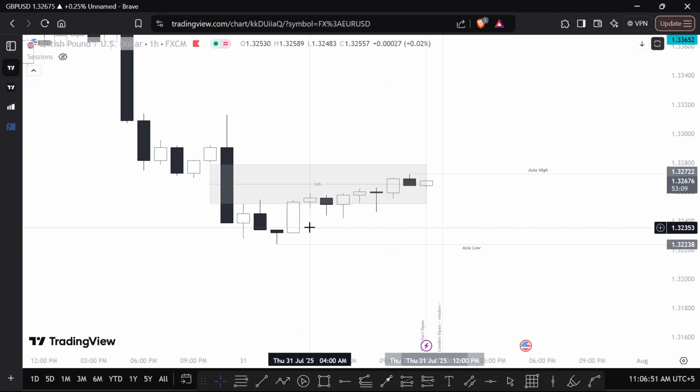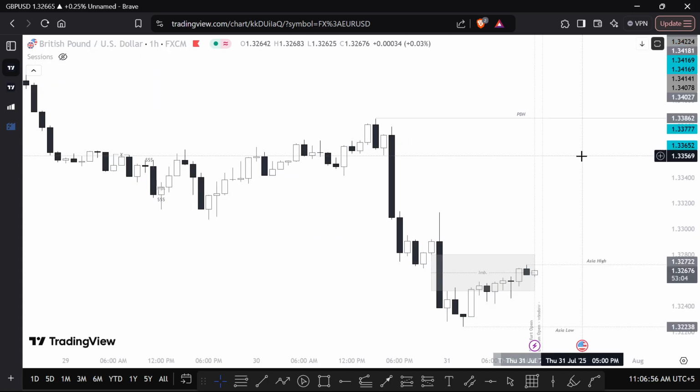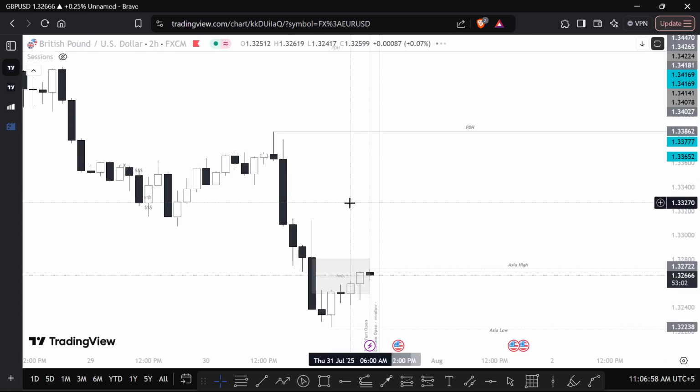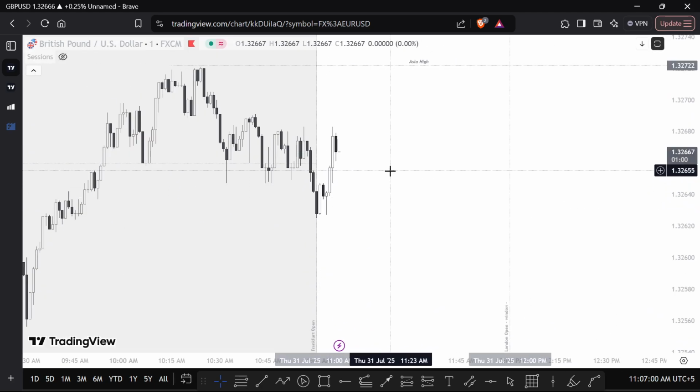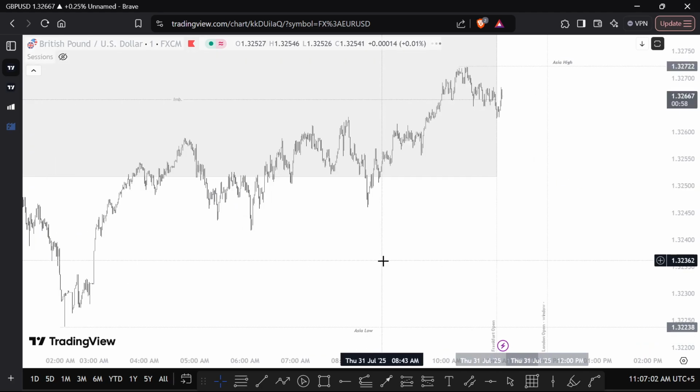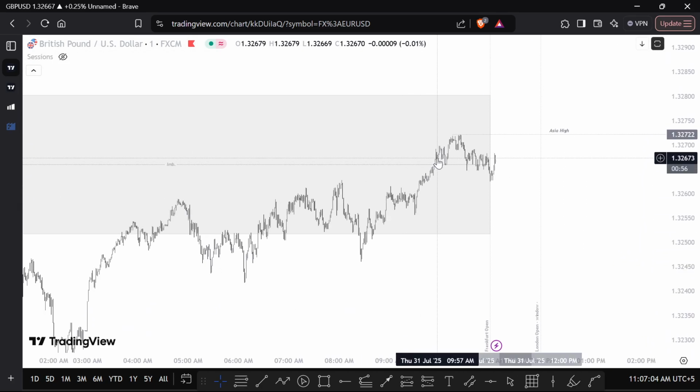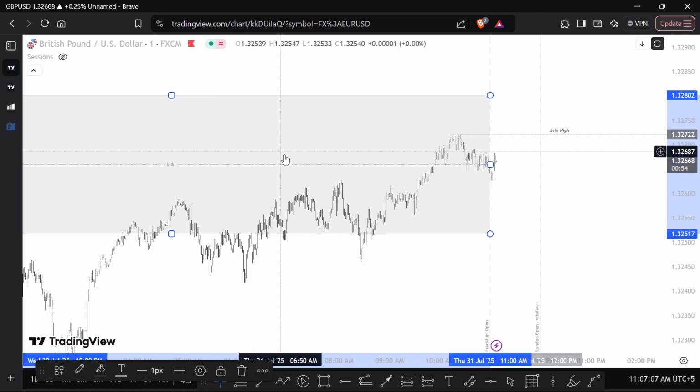Actually, the thing is really interesting on GBP USD, that if you start to see it on time frames like M1, what you can see here, the imbalance has been filled more than 50%. This dotted line was the 50%, and the imbalance is now filled more than 50%.